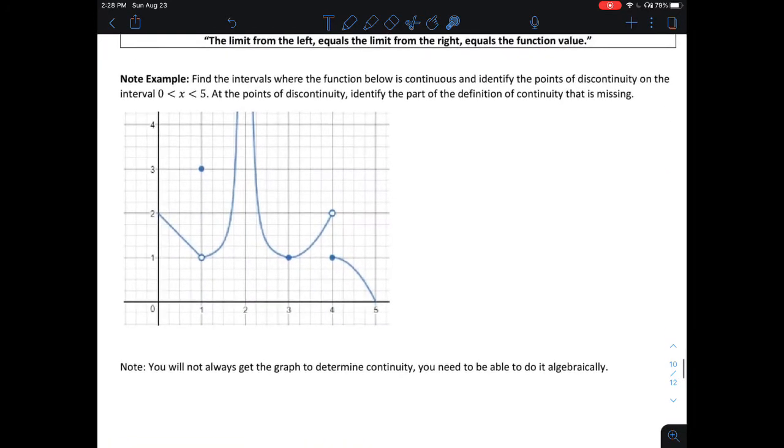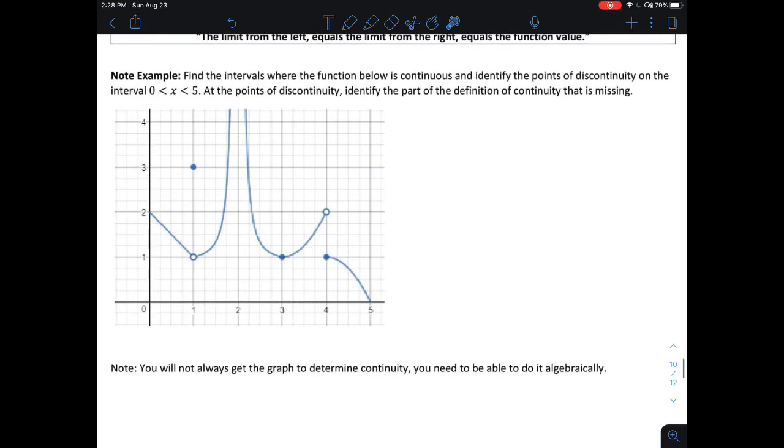So let's look at a graph here and work on our definition of continuity. Here we want to find the intervals where the function is continuous, identify the points of discontinuity within the interval, and figure out what part of the definition of continuity is missing. If I'm looking at the graph and we're going from 0 to 5, the function itself is going to be continuous everywhere where it doesn't have a break in it. So let's find our discontinuities.